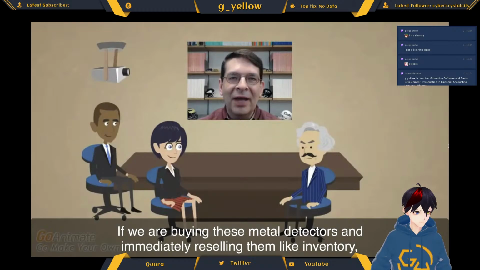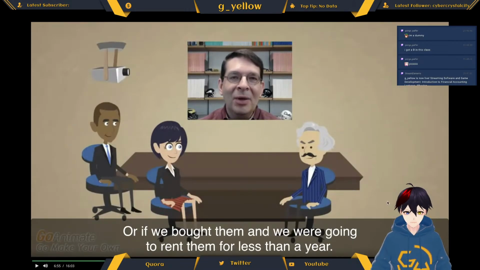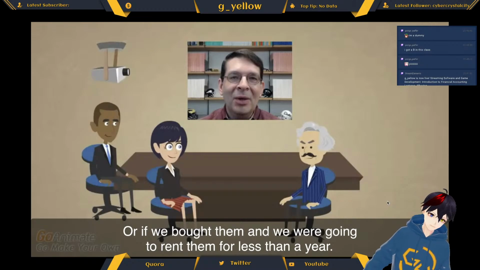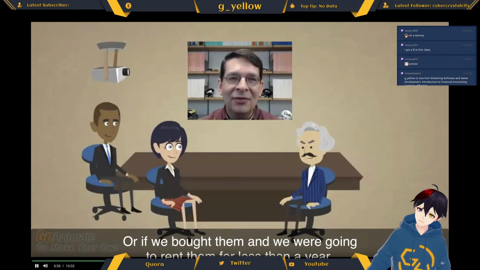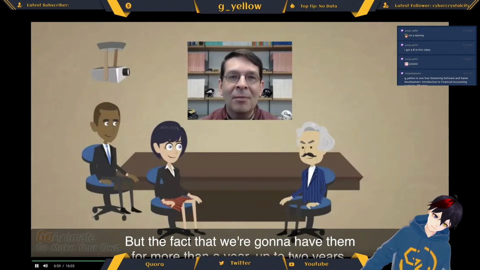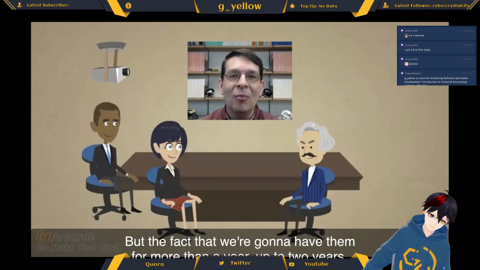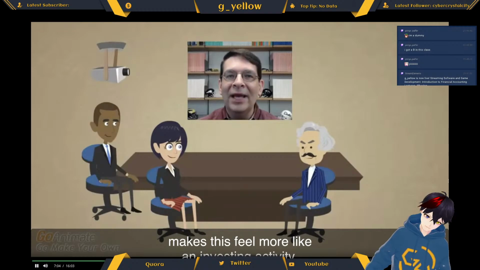If we were buying these metal detectors and immediately selling them like inventory, then we would call it operating. Or if we bought them and were going to rent them for less than a year, then we might consider them operating. But the fact that we're going to have them for more than a year, up to 2 years, makes this feel more like an investing activity.